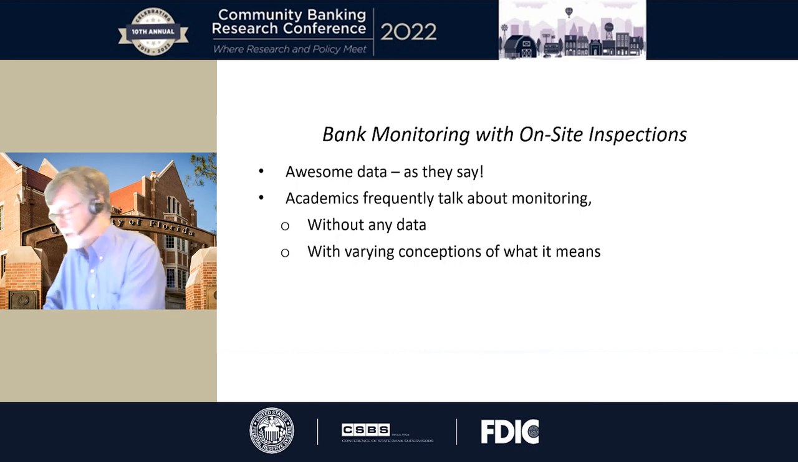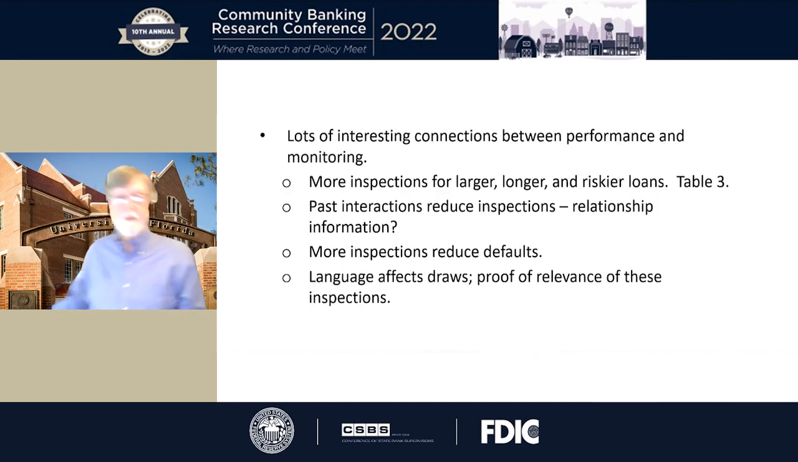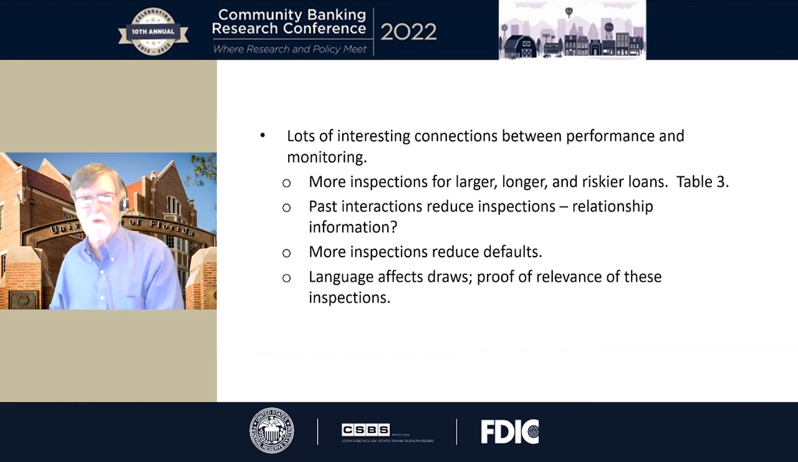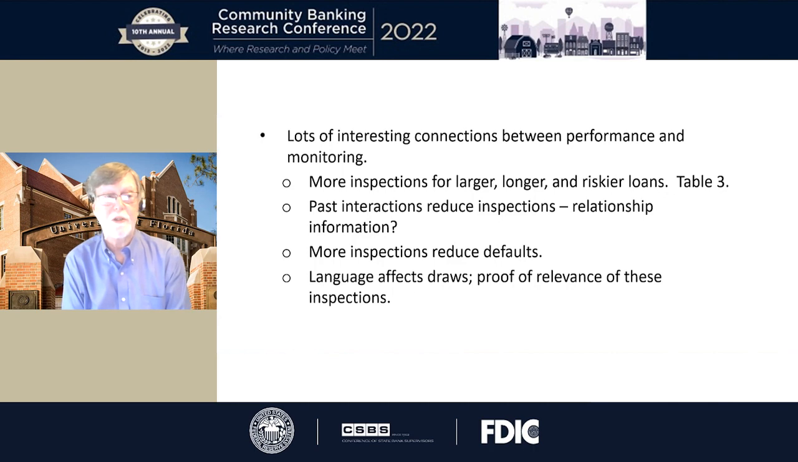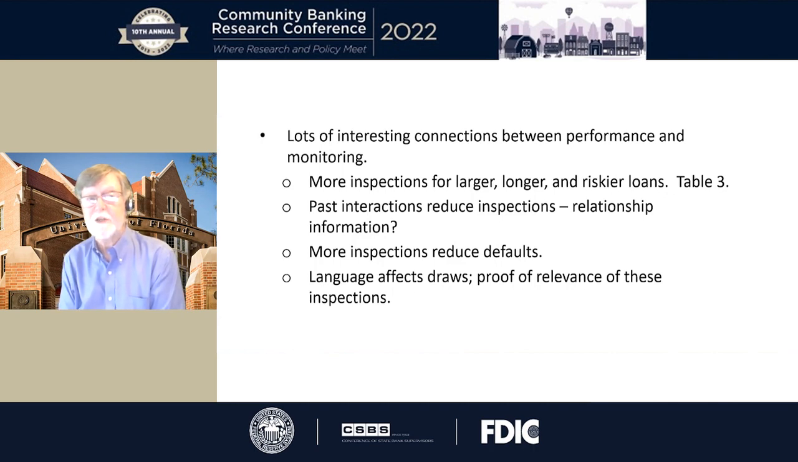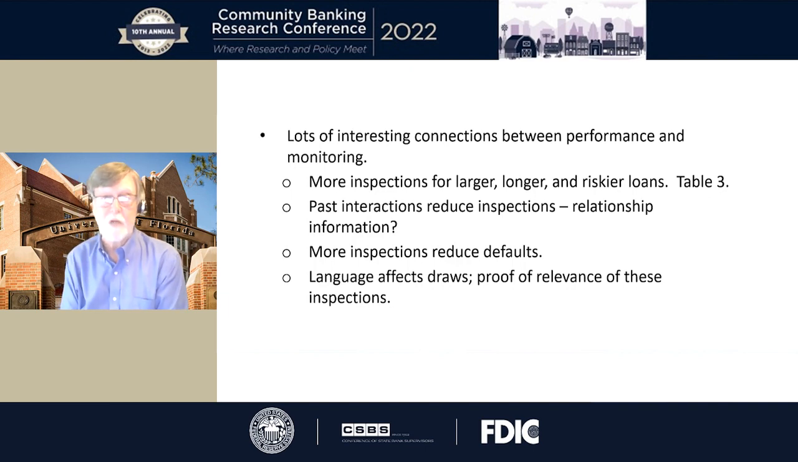Okay, so next slide, please. There are a lot of interesting connections here between performance and monitoring. So once the monitoring is in place, the paper tells us a lot about subsequent performance. And a lot of this is in table 3. More inspections occur for larger, longer term, and riskier loans. Relationship information suggests that past interactions reduce inspections. You've learned something from the past, you know who you can rely on, and you don't have to go out and inspect so much.